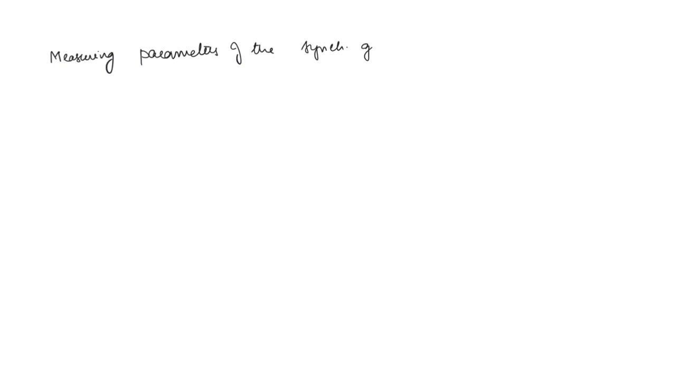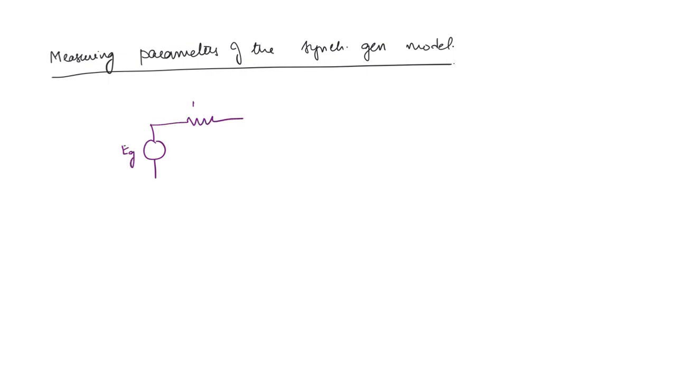Of the synchronous generator model, the circuit model that we discussed, right? So what was the circuit? We saw that there was the generated voltage, we have resistance RA and the synchronous reactance XS. This is the terminal voltage. So what are the two parameters here? The resistance and the synchronous reactance.